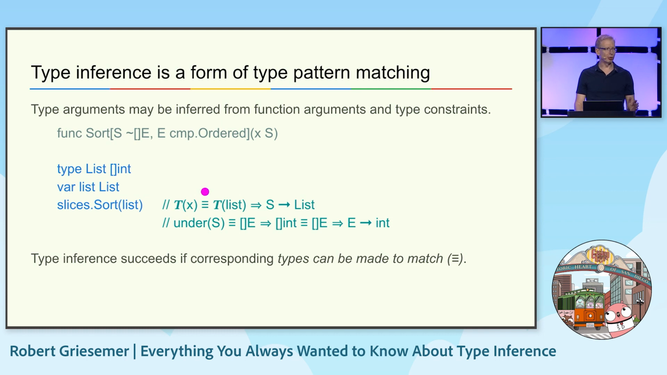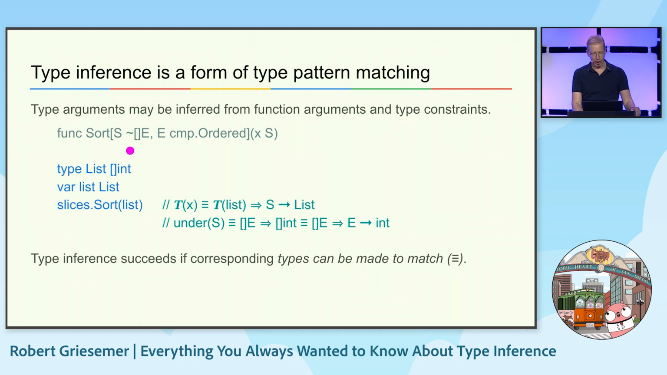In reality, the rules for assignment are more complicated, but for now it's good enough to assume that these types just must be identical, expressed here with the is identical to operator. Once we have inferred that the type of S is capital List, we can look at the type constraint for S.